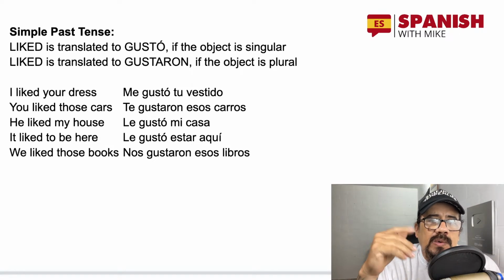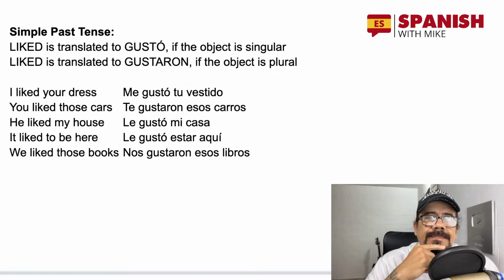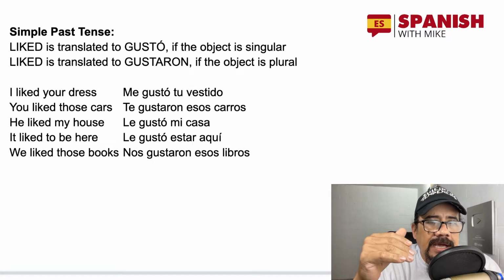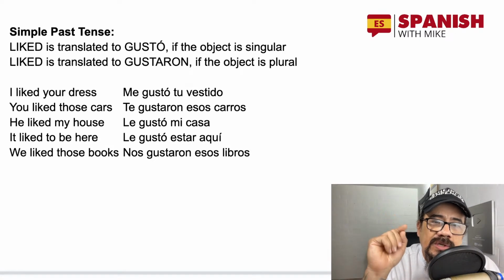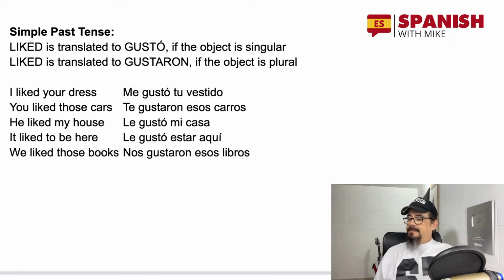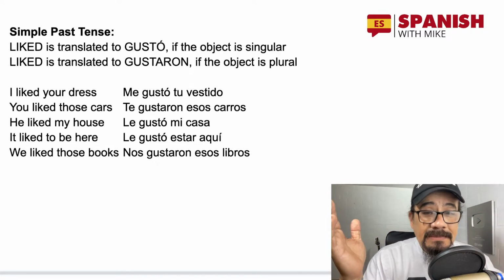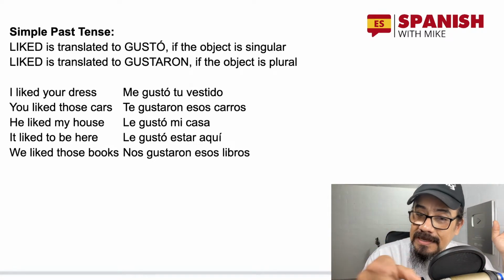He liked my house. Le gustó mi casa. It liked to be here. Le gustó estar aquí. We like those books. Nos gustaron esos libros. Easy, right? Don't tell me this is not easy. As I told you, this is the easiest part.